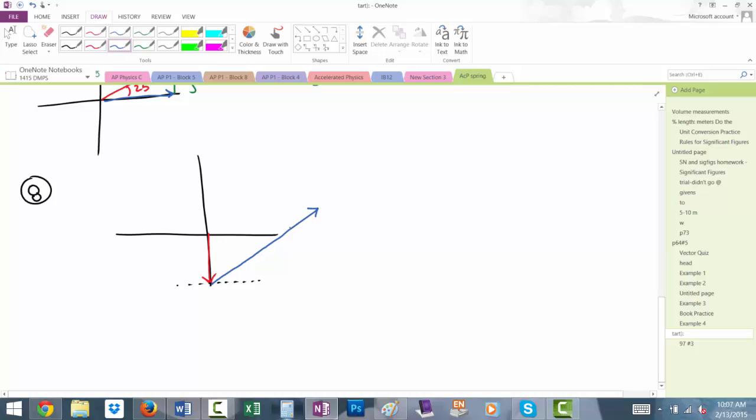And then finally he goes 15 meters west. I think he's lost. Something like that.